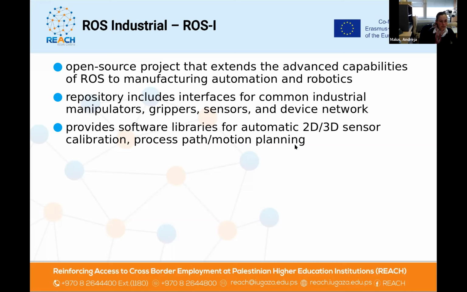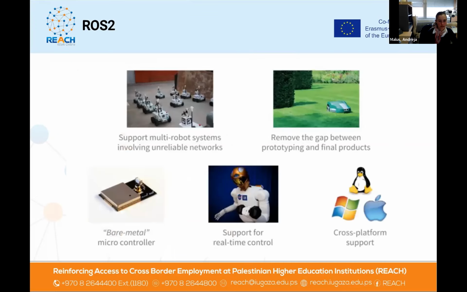And also it provides some software libraries for these general concepts in industrial robotics, for example, motion planning, path planning, calibration. So these are tasks in robotic systems that are being repeated over and over again. So here, this framework provides some modules that you can use to develop your system faster.